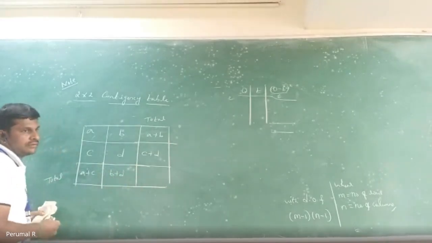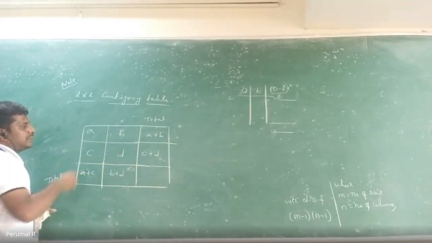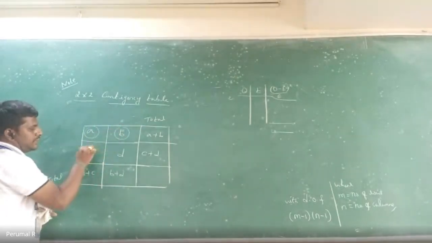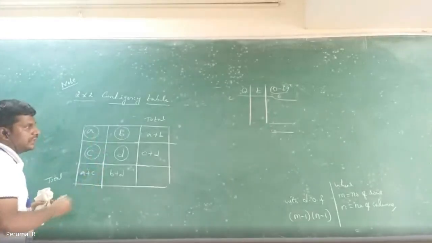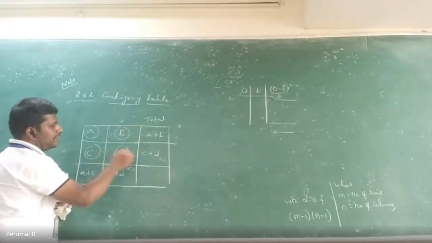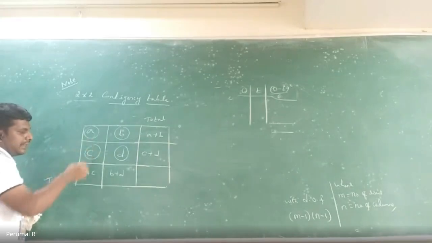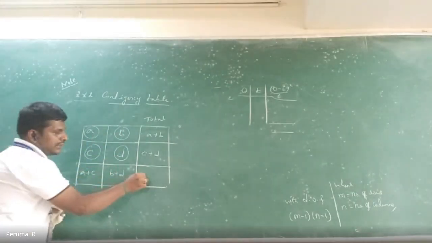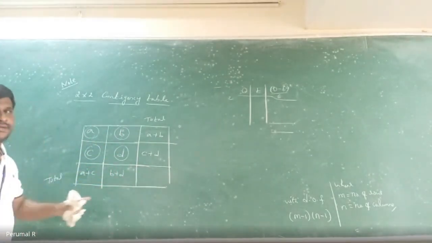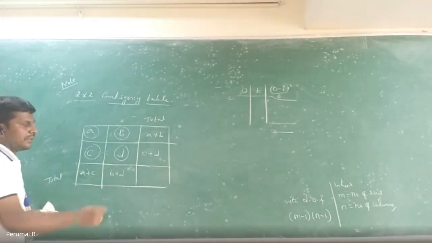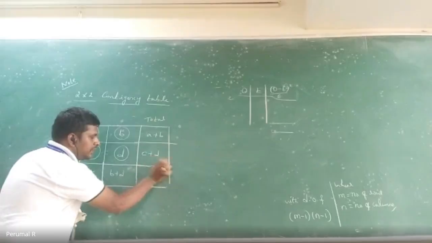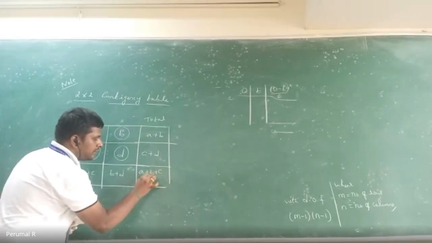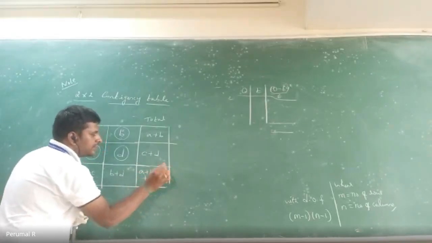So we have the attributes A, B, C and D given in the data. Now you are computing the row-wise total and the column-wise total. The row-wise totals are A plus B and C plus D. The column-wise totals are A plus C and B plus D. This cell represents the grand total. What is the grand total? Either you add row-wise or column-wise, you get A plus B plus C plus D. That represents n.